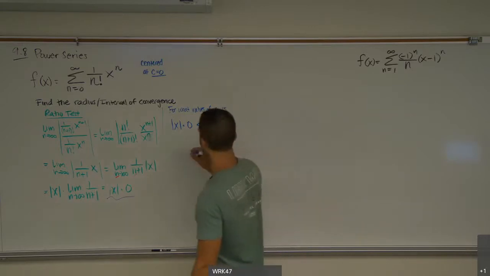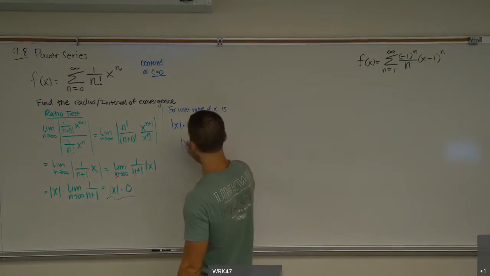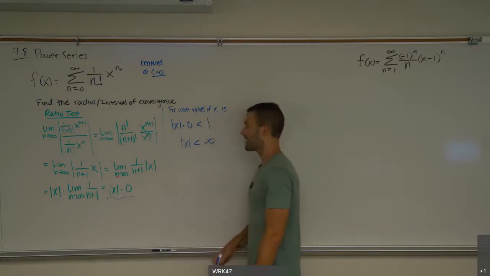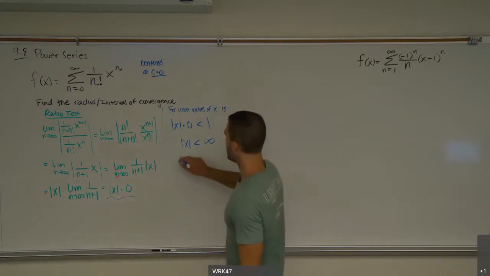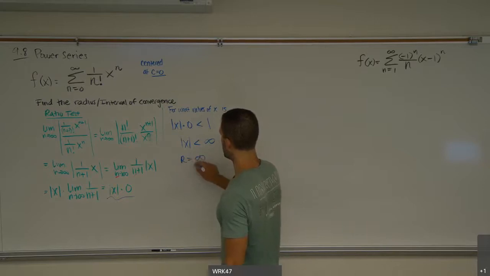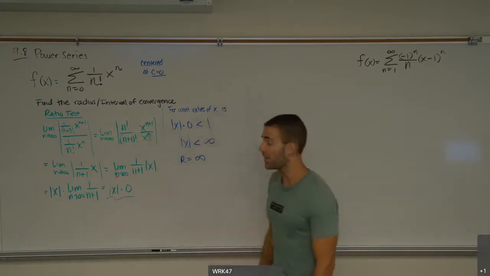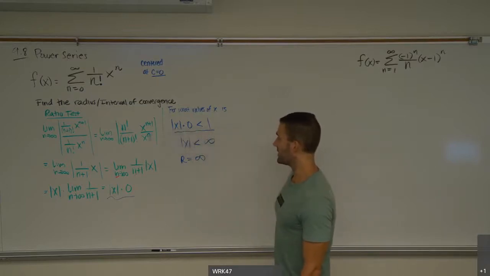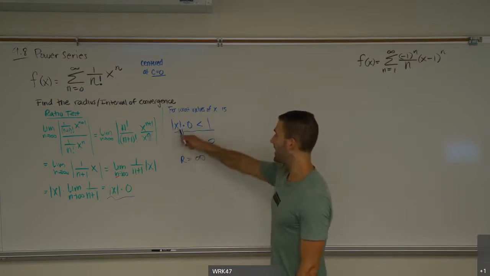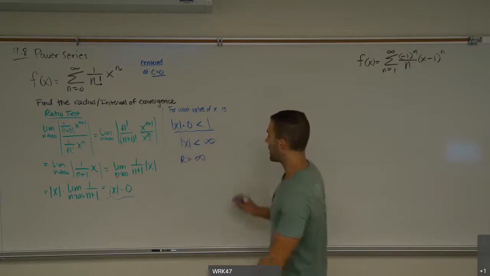So as long as the value of x is less than infinity, this works. So it's some number. Any number will do. And so what does that tell me? That tells me in this case that the radius of convergence is infinity. How far can I move away from my center and still converge? For what values of x is this statement less than 1? Any value of x.